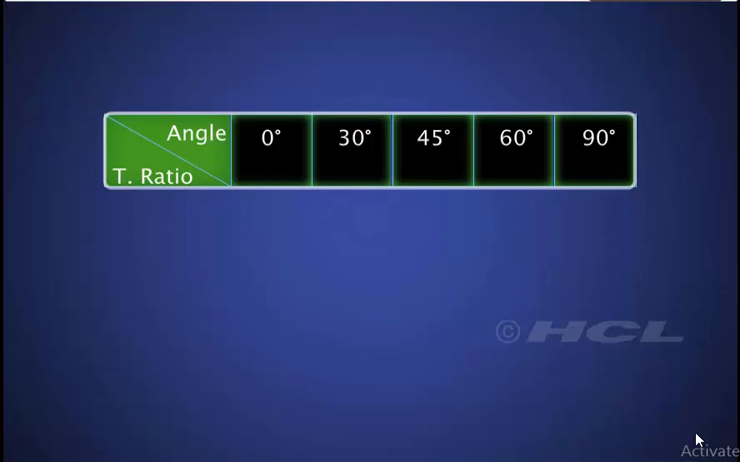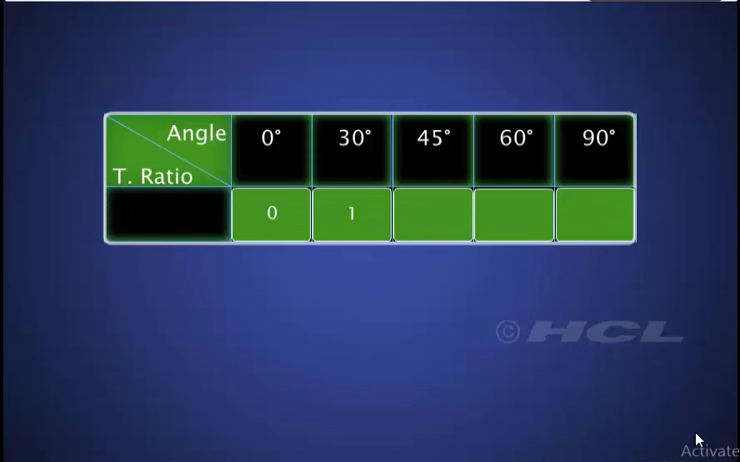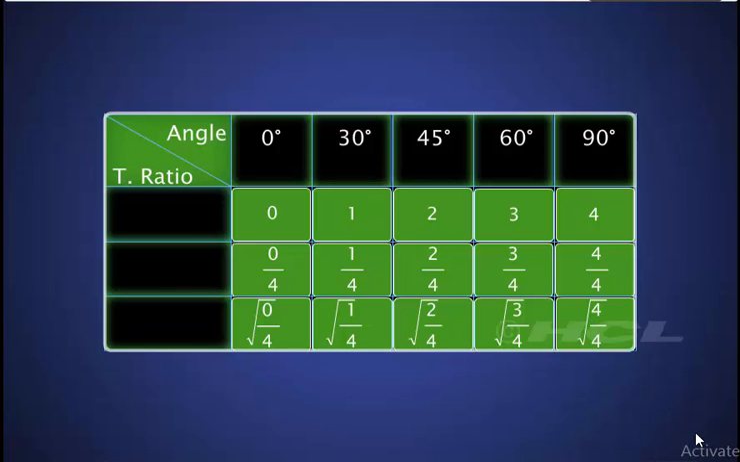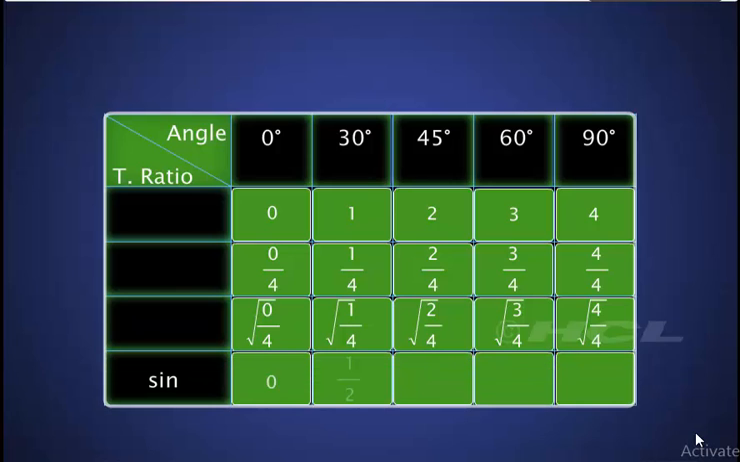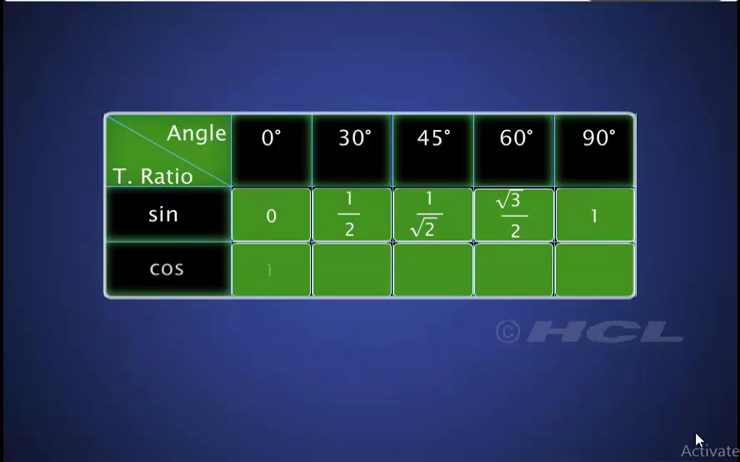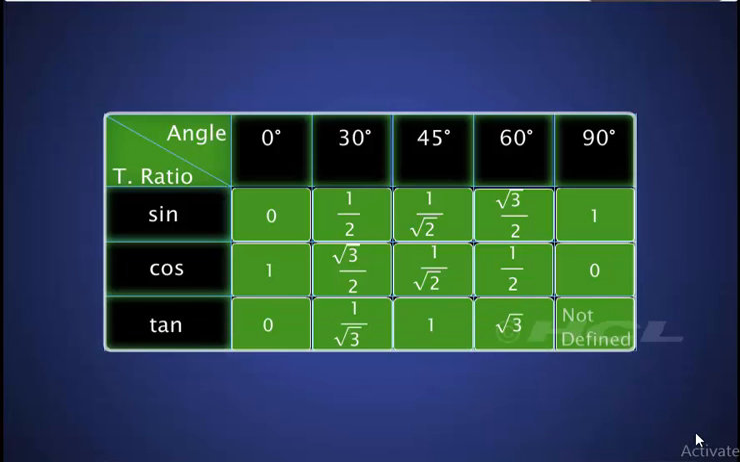To write the values of trigonometric ratios of these angles, first write the numbers 0, 1, 2, 3 and 4 in order below the angles. Divide each number by 4. Find the square roots of these values. These are the sine values for the respective angles. Write the same values in reverse order to get the cosine values. Divide the sine values by the cosine values to get the tangent values.